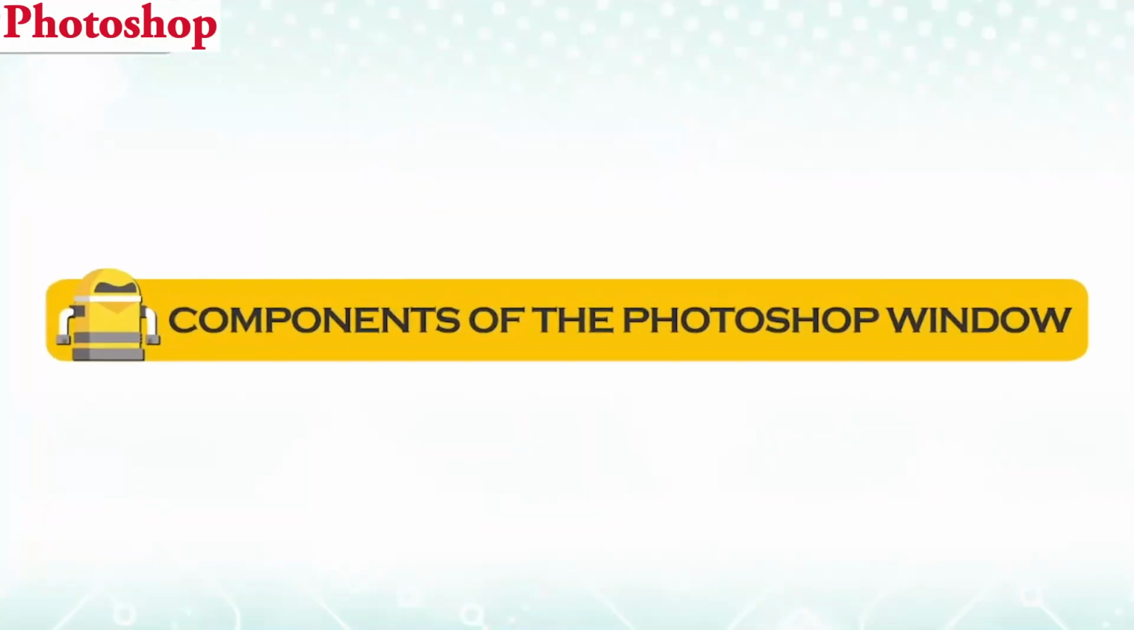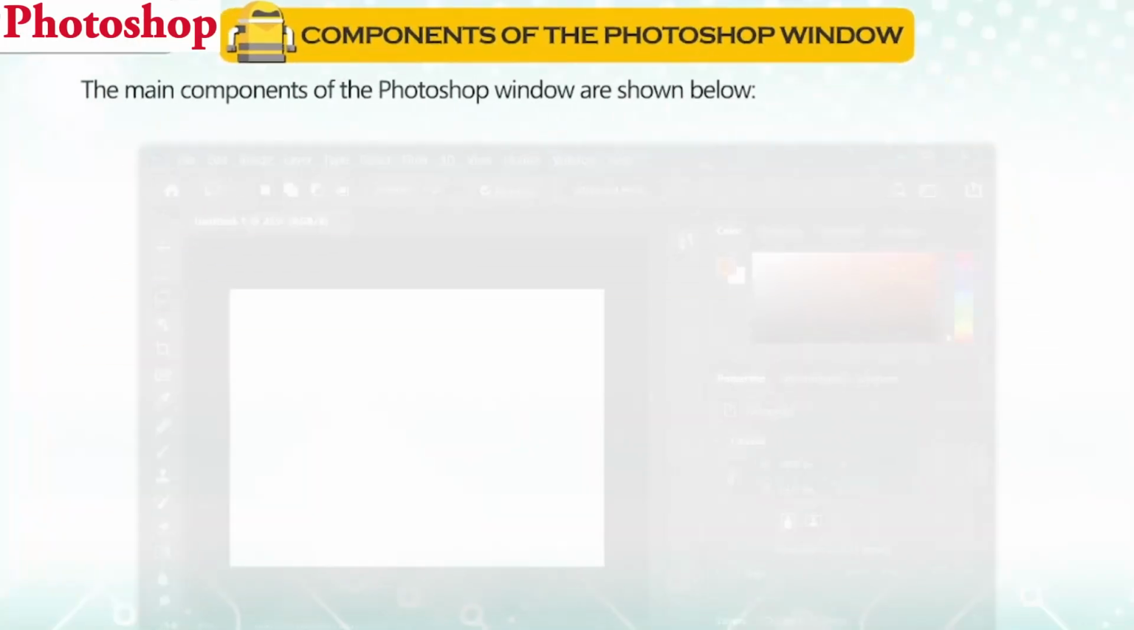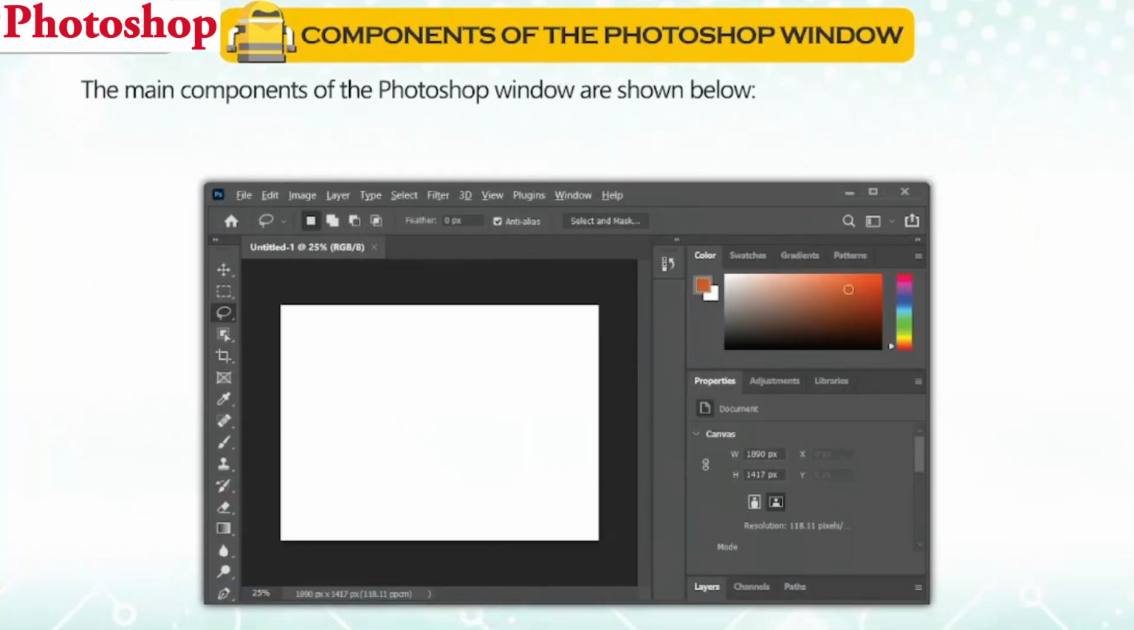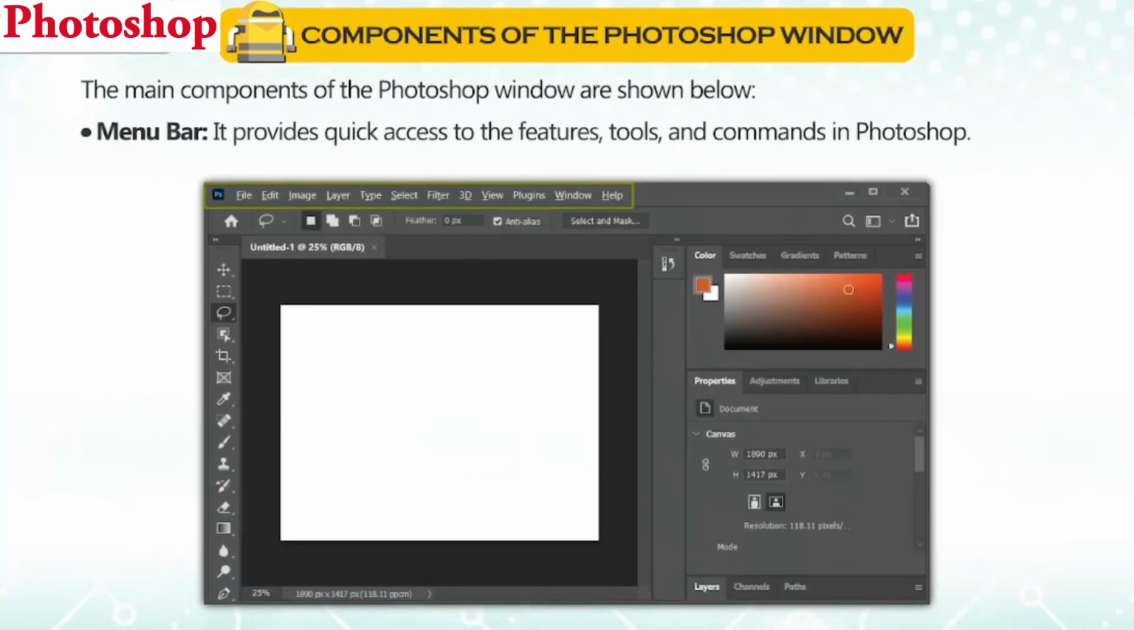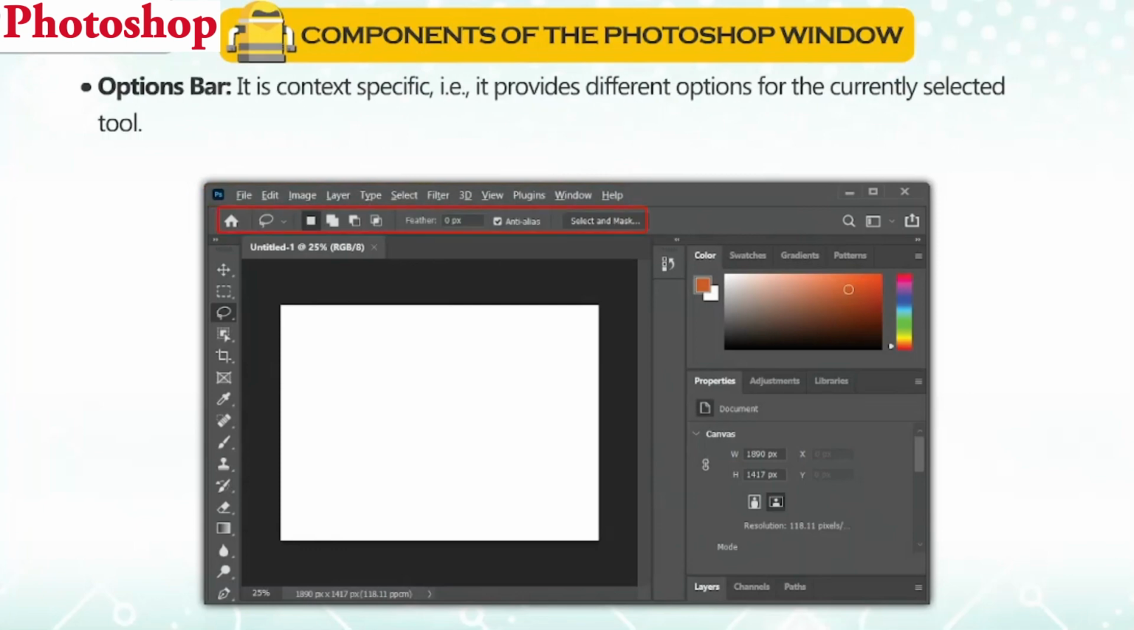Components of the Photoshop window. The main components of the Photoshop window are shown here. Menu bar. It provides quick access to the features, tools, and commands in Photoshop. Options bar. It is context specific.